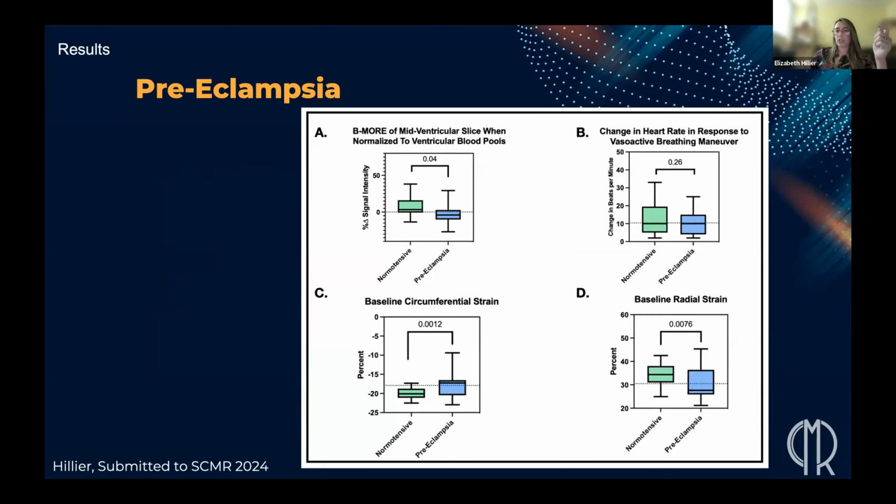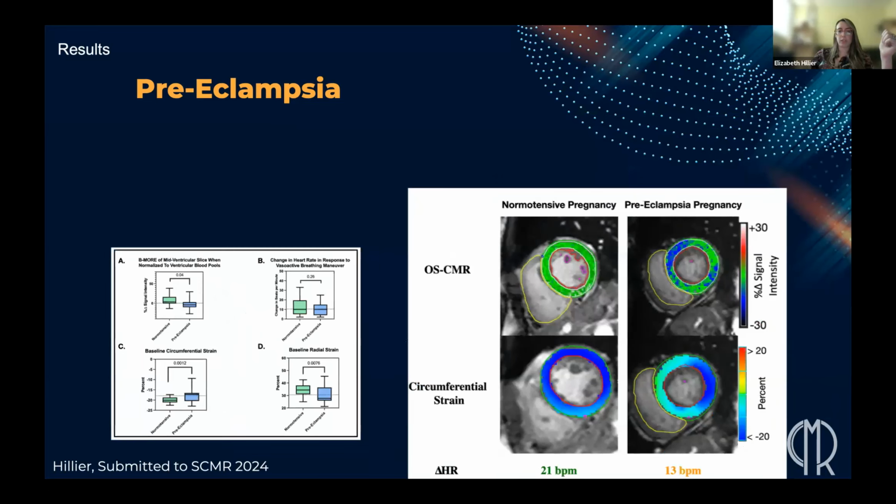So there's no difference in change in heart rate in response to vasoactive breathing maneuvers, which you can see in panel B here. And then C and D just highlight the differences in strain. When we look at the strain, there are strain differences at baseline, which is significant, subclinical evidence of dysfunction, but also when we look at the delta strain, so the strain after hyperventilation, it's also significantly different between these two groups.